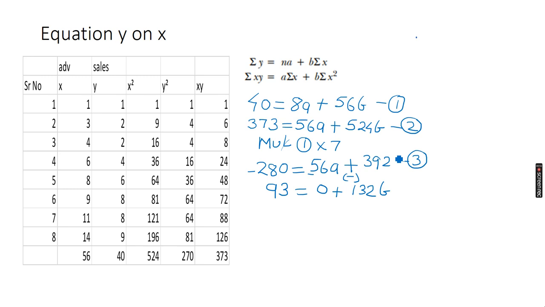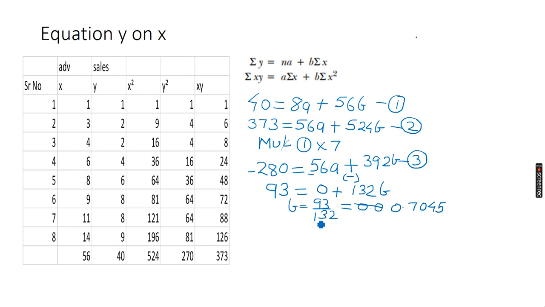I forgot to mention 392b here. Yes. Now b is equal to 93 divided by 132, which is, if I do the calculation, 93 upon 132, it should be 0.7045.